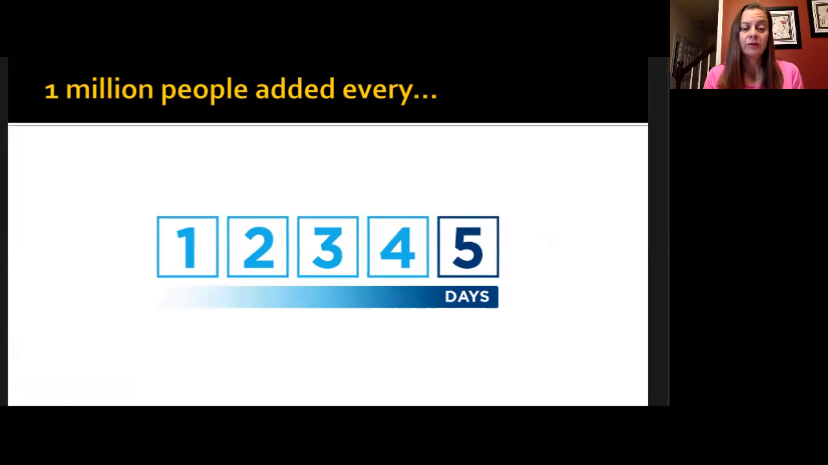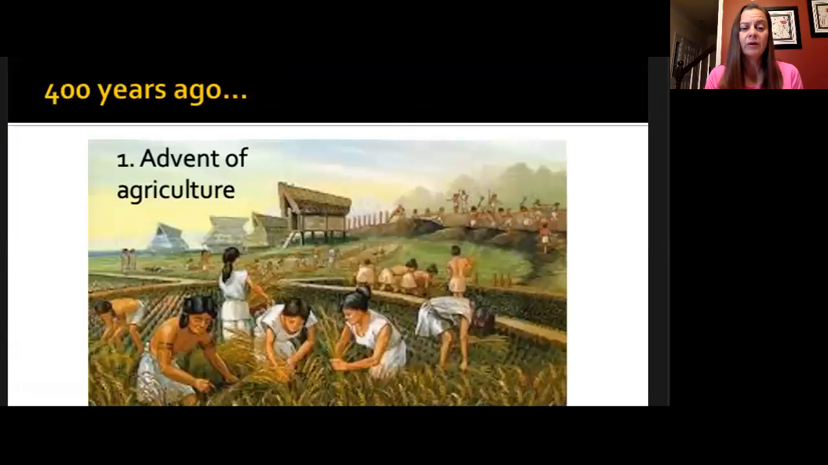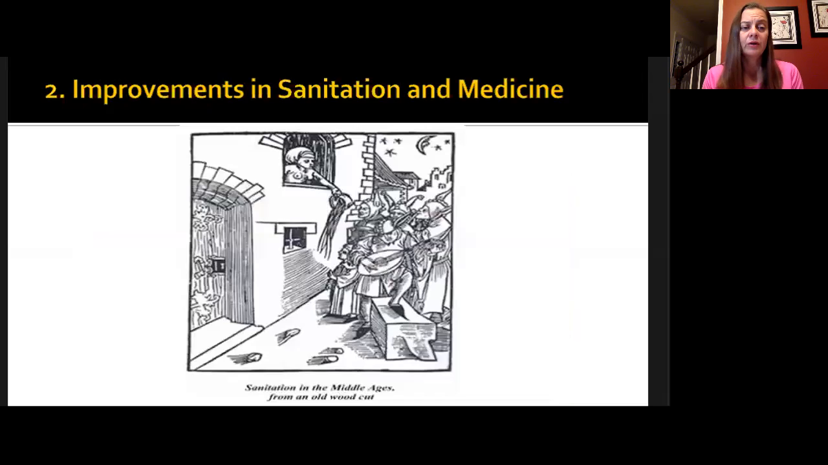Well, it all starts with the advent of agriculture. So 400 years ago, we moved from being a hunting gathering society to a stationary society dependent on agriculture for food. And when we do that, we establish a consistent food source. And so this dramatically changes the human population. And then as agriculture improves, so too improves sanitation and medicine, which decreases our death rate again.